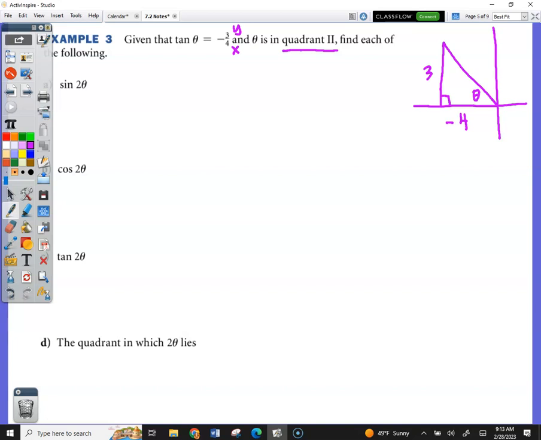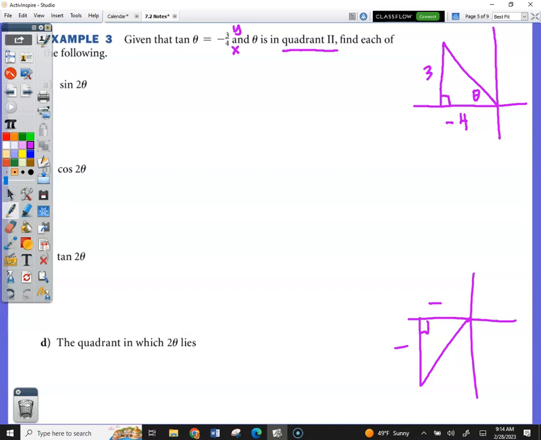Okay? Now, if you're in quadrant 1, you don't have to worry about that. But if you're in any of the other quadrants, you would have to know where to put the negatives. If you're in quadrant 3, and they gave you tan, it would be positive. You would have to know when you drew quadrant 3 that they would both be negative.